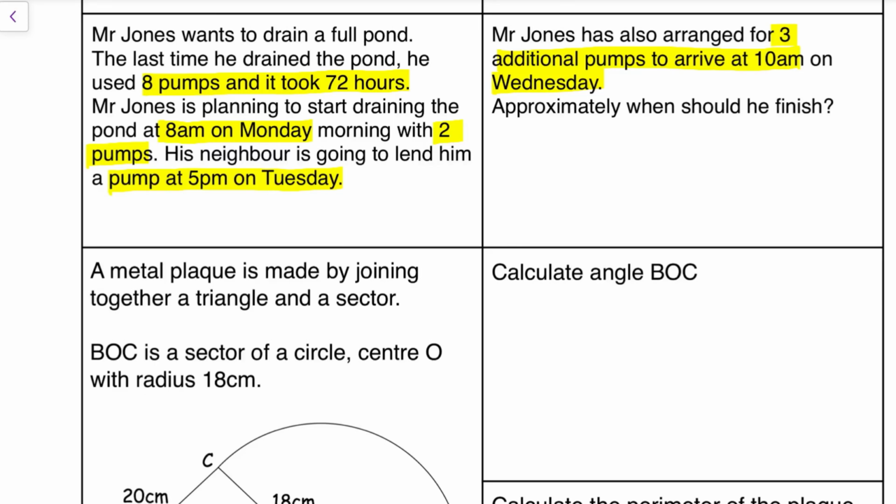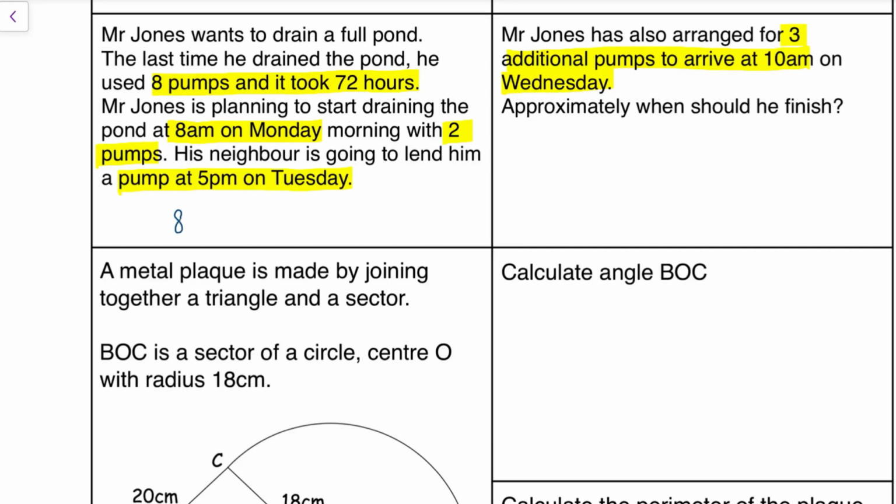Okay, so I'm going to start by working out how many pump hours it's going to take. 8 pumps took 72 hours. So 8 times 72 is equal to 576 hours. In other words, I need 576 hours of pumping.